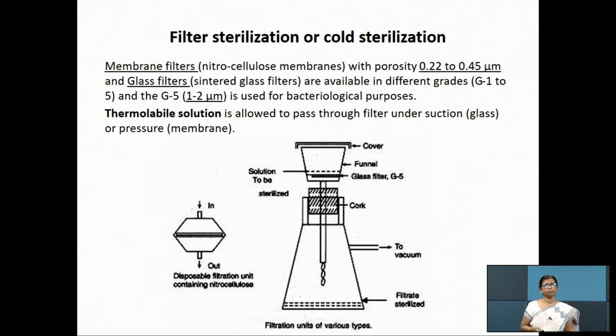This is the picture showing the filter sterilization unit, and this filter sterilization, as I told you, is otherwise called cold sterilization. For filter sterilization, there are two types of filters that are used. One is the membrane filter, another one is the glass filter. A membrane filter example is the nitrocellulose membrane with porosity of 0.22 to 0.45 micrometer. This is helpful for removing all the microbial contaminants.